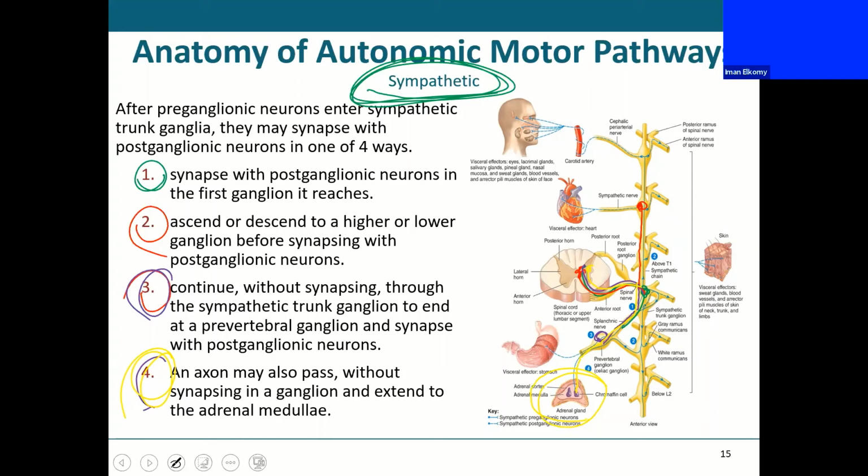Yes. Remember, that's where in the adrenal medulla, it's going to synapse on a chromaffin cell. The chromaffin cells are the ones that will release neurotransmitter. That will be released into the bloodstream, and that will cause the effect.